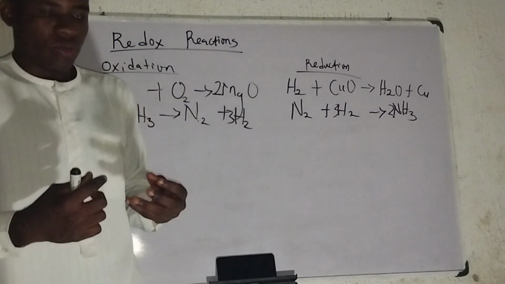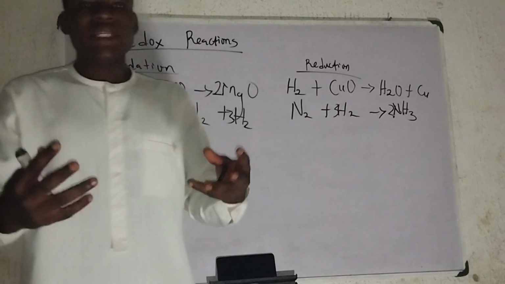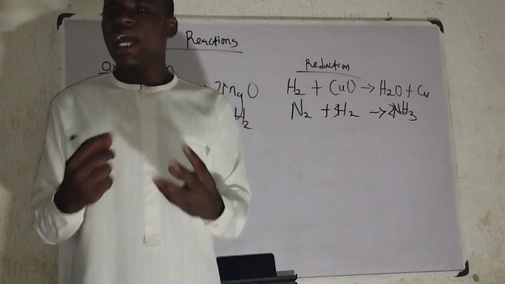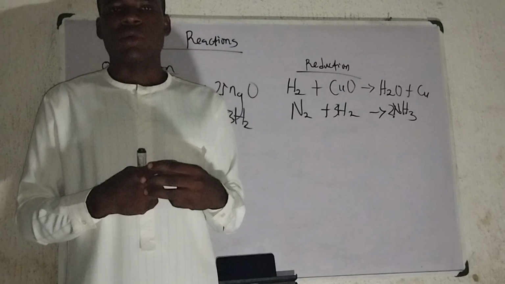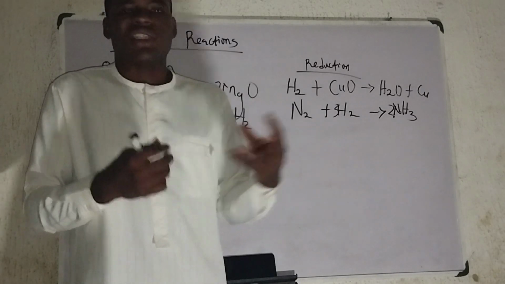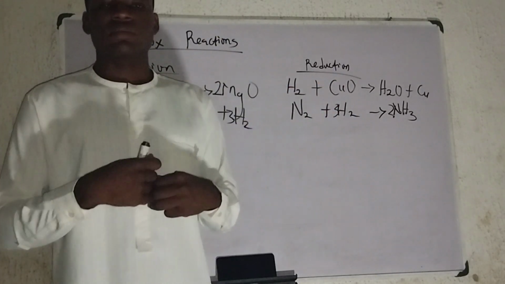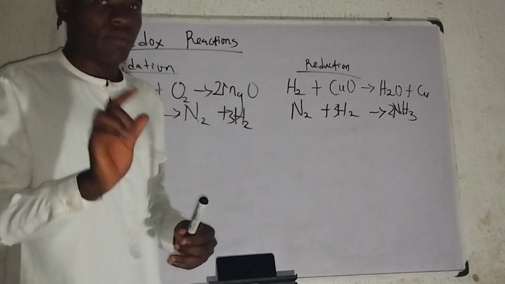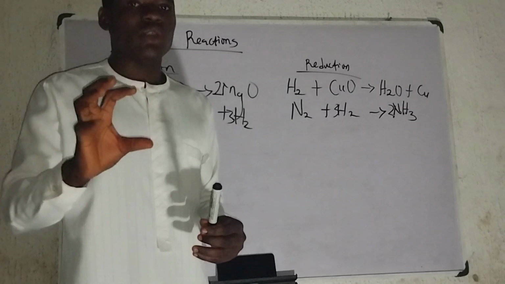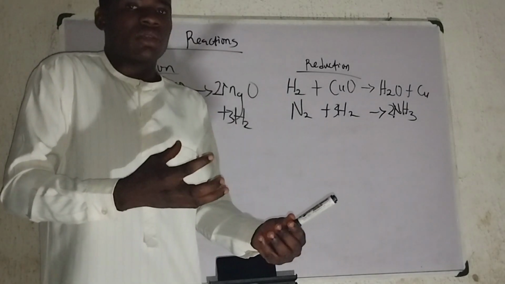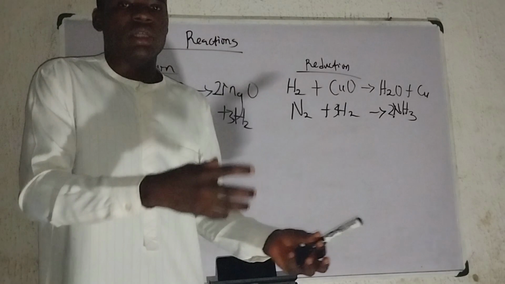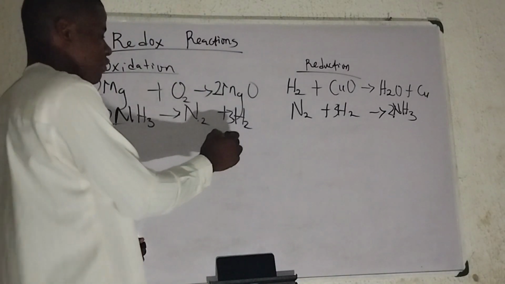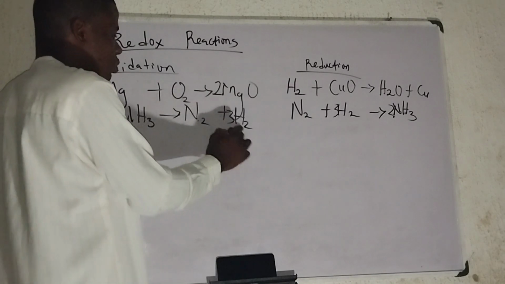Now let's try to move up to the modern definitions. In their modern definitions, we have, according to electron transfer, which brings us to oxidation states, oxidation numbers. Now, according to electron transfer, that's the modern definition. If you want to define oxidation and reduction according to the modern definition, you have to use electron transfer. Now, according to electron transfer, I would like you to make use of the mnemonic OIL RIG.